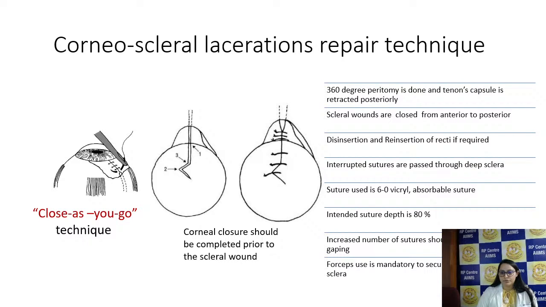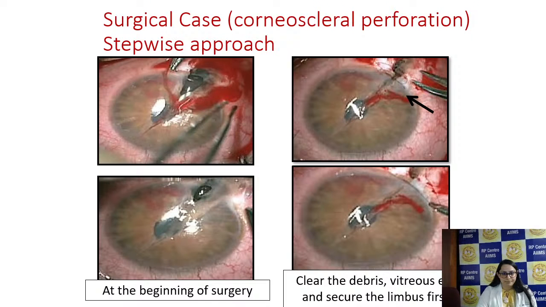Now, just briefly about corneoscleral laceration repair technique. Firstly, we should do a 360-degree peritomy and Tenon's capsule is retracted posteriorly so as to get a good exposure of the sclera. The scleral wounds are closed from anterior to posterior using a close-as-you-go technique. Any disinsertion or reinsertion of recti may be done if required for proper exposure. Interrupted sutures are passed through the deep sclera using 6-0 Vicryl, which is an absorbable suture. For sclera, the intended suture depth is 80%. And forceps use is mandatory to securely grasp the resistant sclera, unlike the cornea.